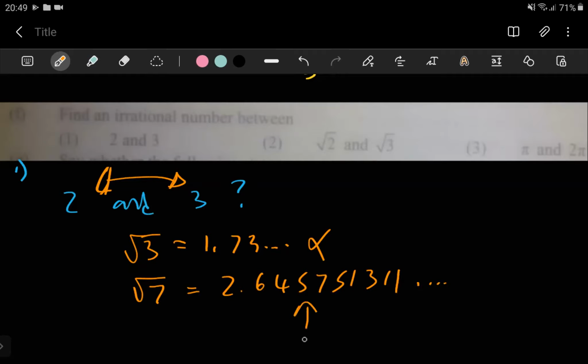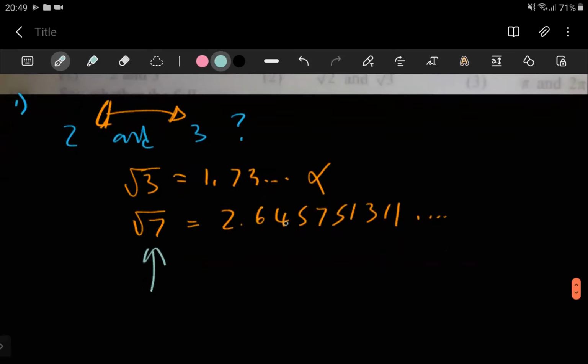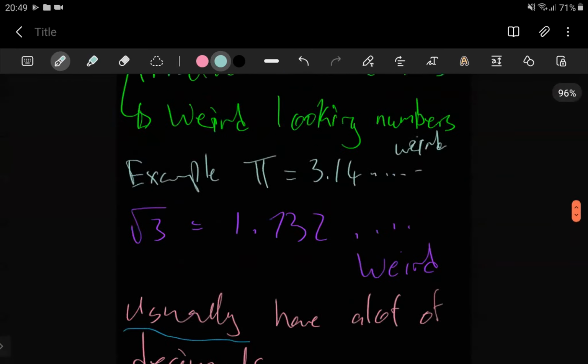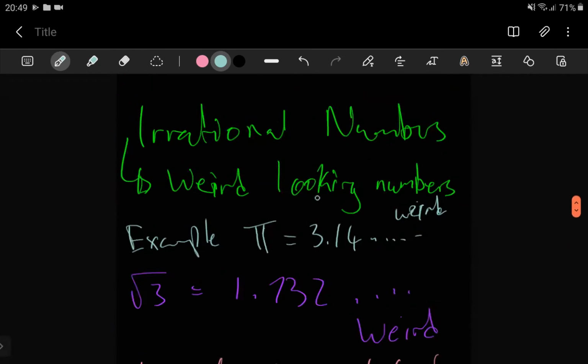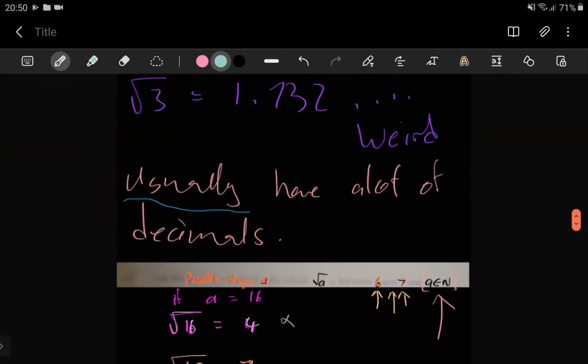You see, so this is definitely irrational, the square root of 7 there, because it just has these extended decimals that mean nothing. So this is definitely irrational, because it qualifies as irrational under our simple definition. Weird looking numbers, for example pi, usually have a lot of decimals.